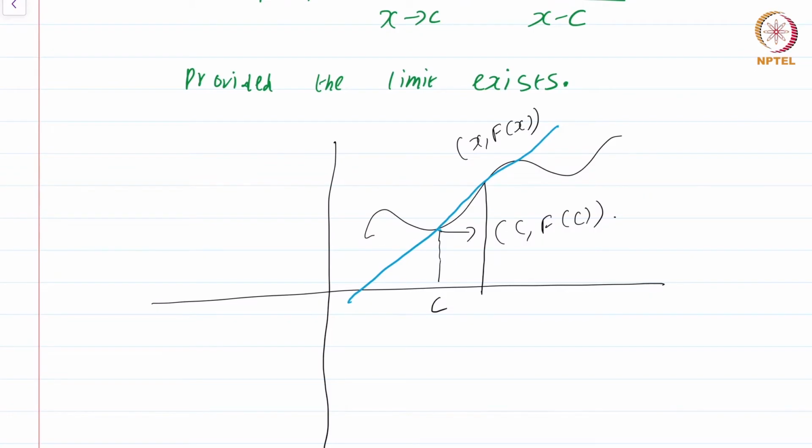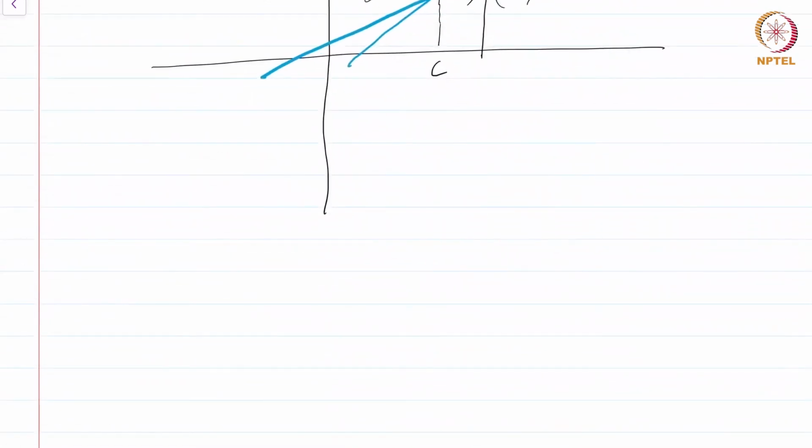So what is happening is, as this x comma f of x traverses along this curve and approaches the point c comma f of c, this line will start slowly turning, and finally at the limit, you will get this tangent line to this curve at the point c comma f of c. Okay, so this is the familiar interpretation of the derivative as the limit of the slopes of the secant lines. So let me just write interpretation 1.